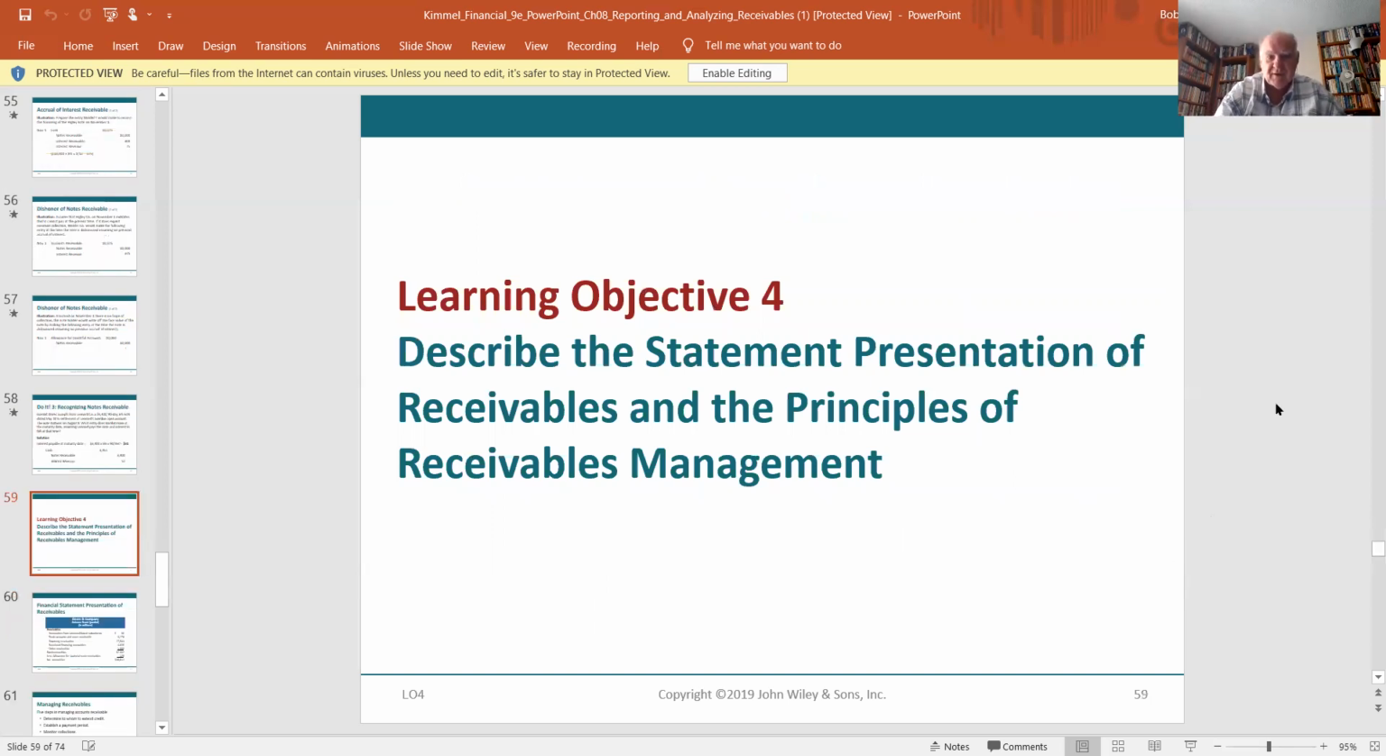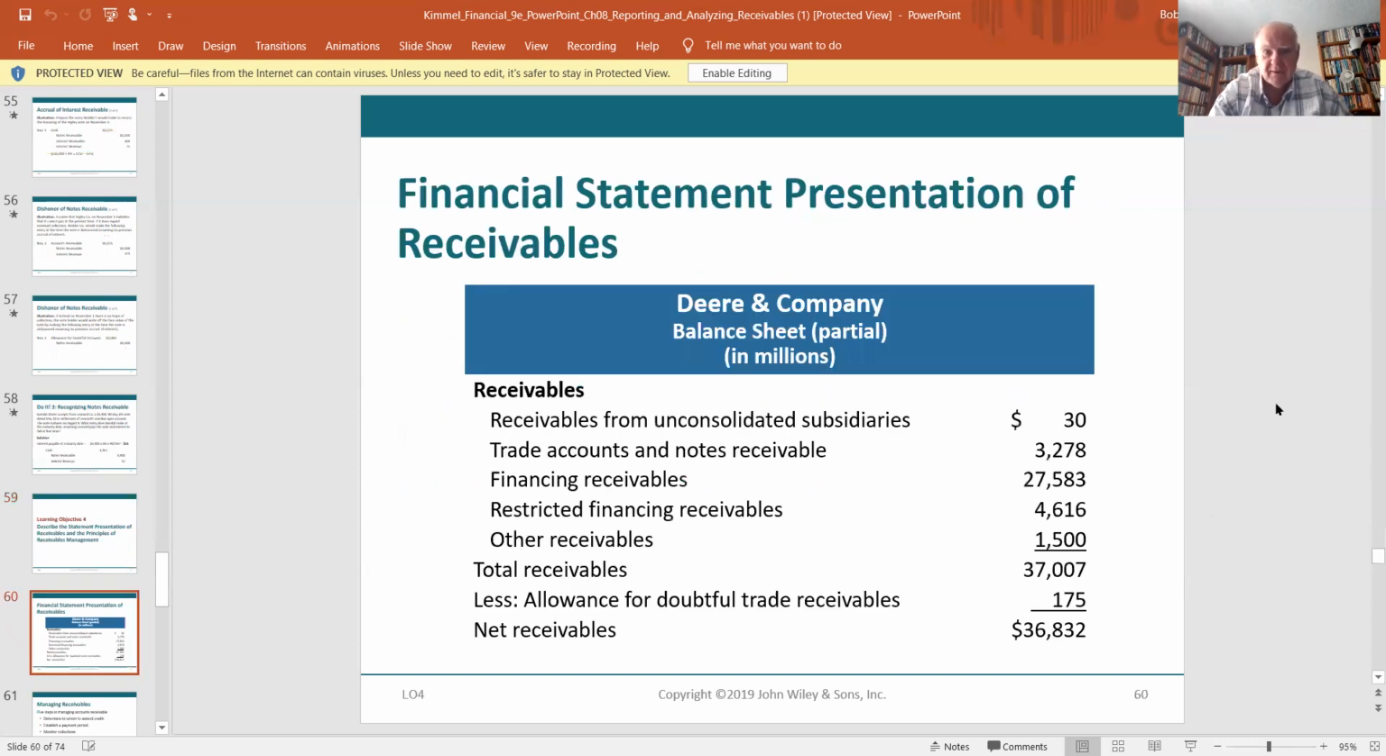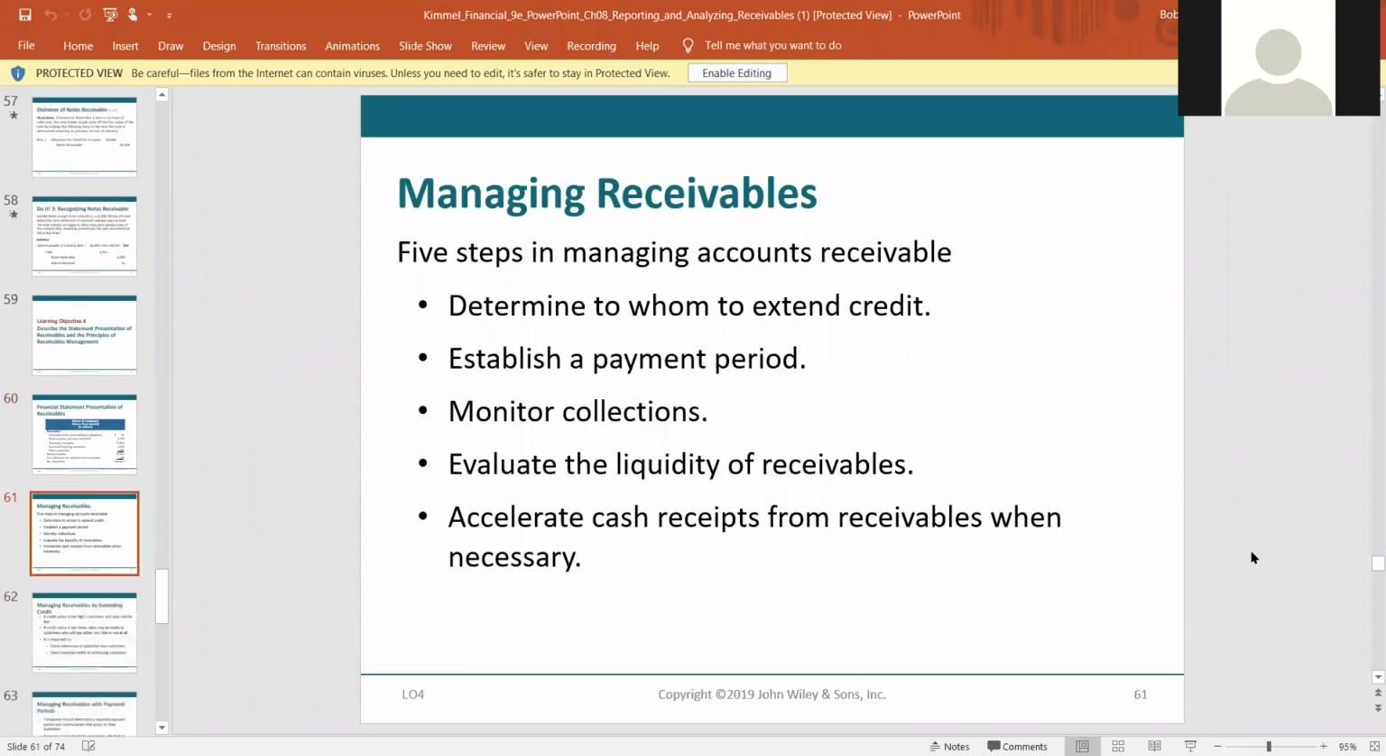We're up to the presentation and principles of receivables management. Oh, this should be exciting, huh? Financial presentation of receivables. Here, they're showing you receivables from their subsidiaries, then their trade receivables, and everything that is a receivable, but I don't see any notes receivable in there.